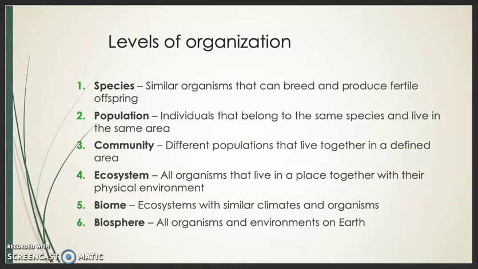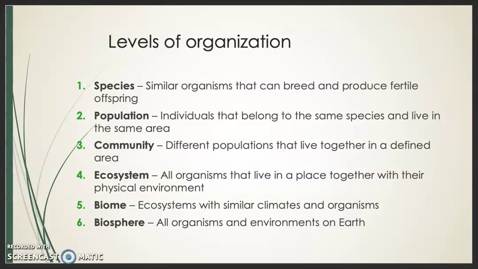A species can be defined as similar organisms that can breed and produce fertile offspring. So these would be organisms that can produce fertile offspring, meaning their offspring can in turn produce their own offspring. Okay, so an example of a species would be African elephants. Okay, African elephants can breed with each other and have offspring, which are in fact African elephants, and then they can, when they get older, breed and have their own offspring.